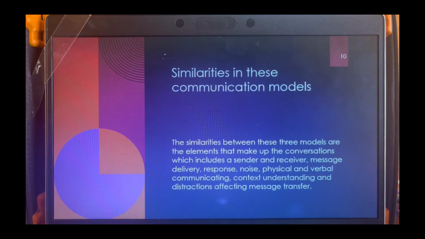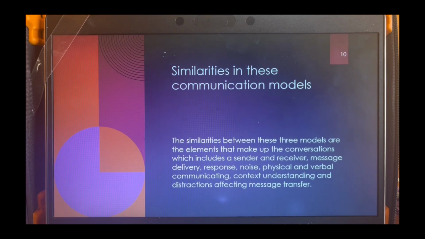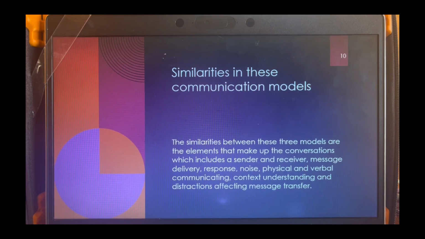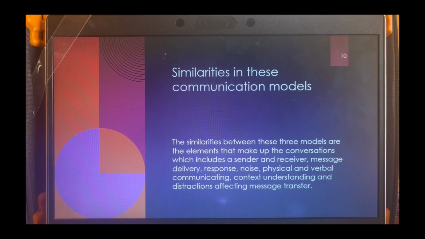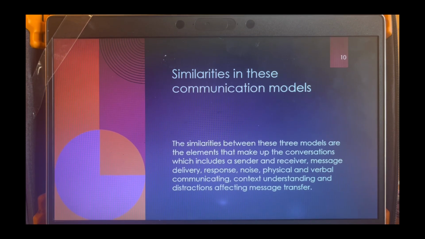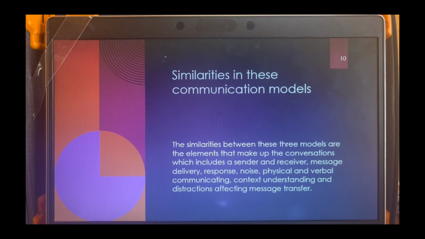Similarities and differences. Similarities in these communication models. The similarities between the three models are the elements that make up the conversations, which include a sender and receiver, message, delivery, response, noise, physical and verbal communicating, context, understanding, and distractions affecting the message transfer.